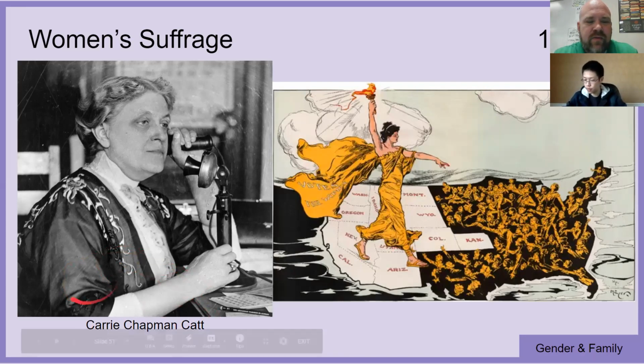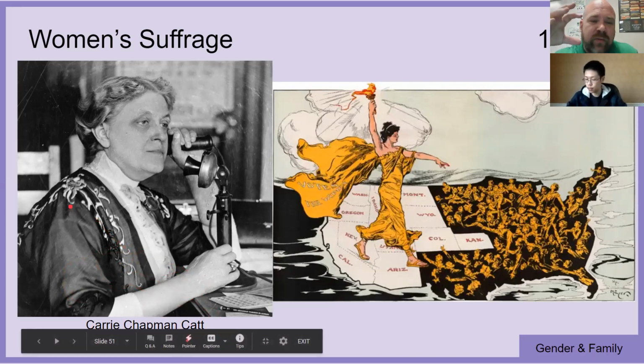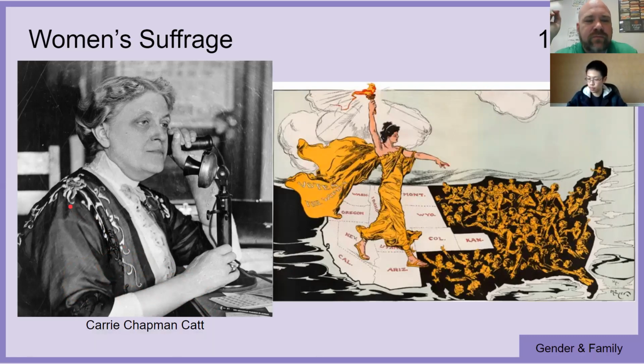And the thing you need to remember is with a lot of these women leaders, they all have three names. You need all three. So Carrie Chapman Catt, she's the leader of the movement. Now, this old style movement had been making some progress. They focused on going state by state.